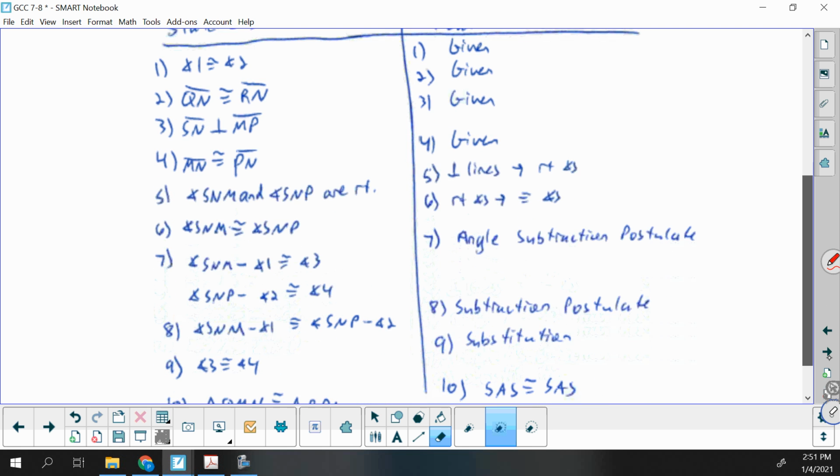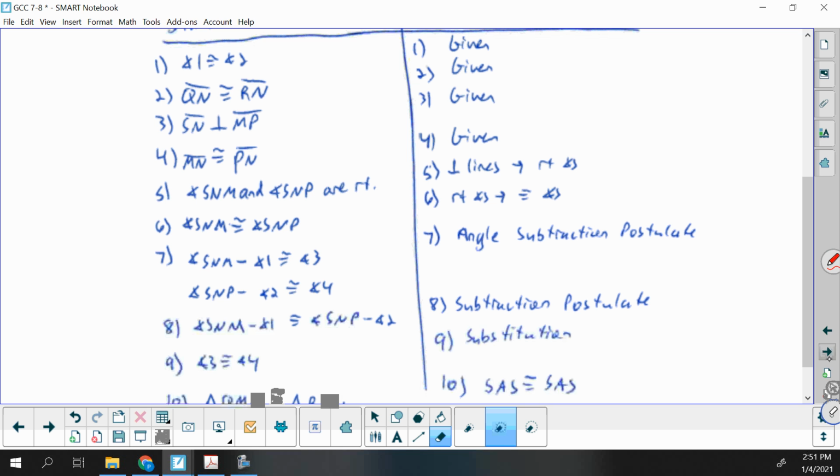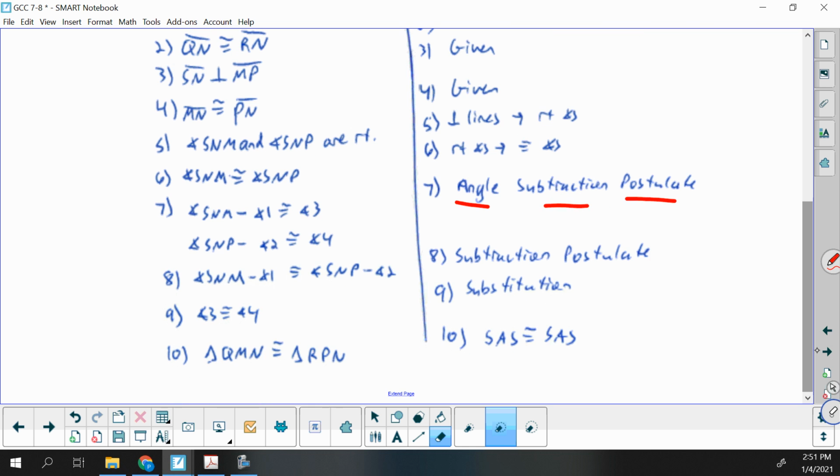So there's in step 5, our perpendicular lines gives us our right angles. We get those 2 right angles, have to name them with 3 letters. Then right angles gives you those are congruent. Do those right angles minus angle 1 and angle 2, doing your angle subtraction postulate. Set the double sides congruent to each other in step 8 for your subtraction postulate. And then the actual angles we want, 3 and 4, are in step 9 by substitution. And that allows us to say our triangles are congruent by side, angle, side.